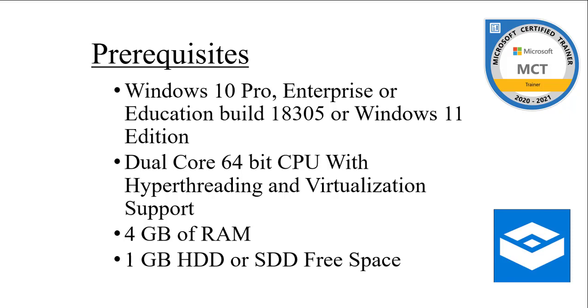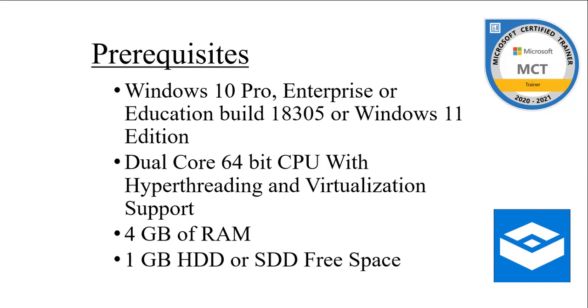Now, when it comes to hardware requirement, you need a dual-core 64-bit CPU with hyper-threading and virtualization support. So if you have a computer and it doesn't support virtualization, you cannot use Windows Sandbox. You need to make sure your system supports virtualization. And if for some reason your system supports virtualization but it is not enabled, you need to get into the BIOS of your system and enable virtualization.